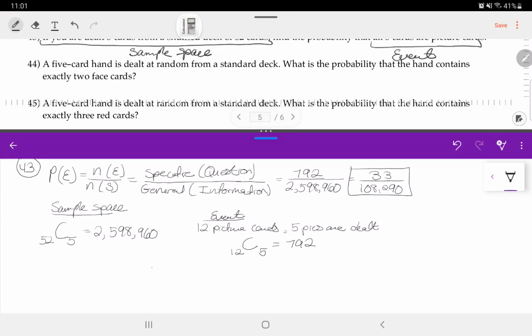It says here, a five card hand is dealt at random from a standard deck, which is 52 cards. What is the probability that the hand contains exactly 2 face cards? The good thing about number 44 and 45 is that the sample space will remain the same. I just need to find the event for question number 44. Now, the event says we want to find the probability that the hand contains exactly 2 face cards.